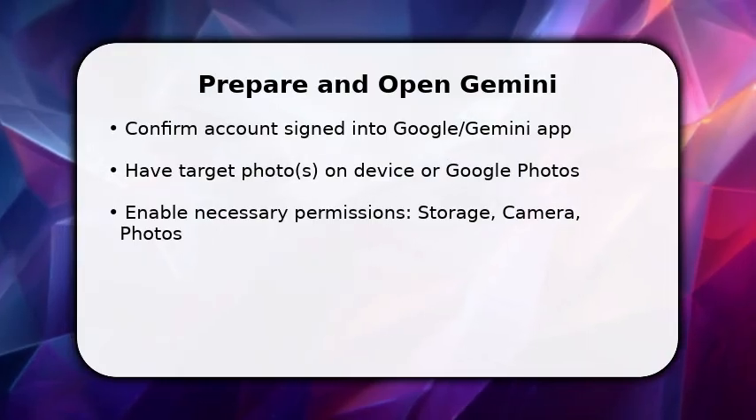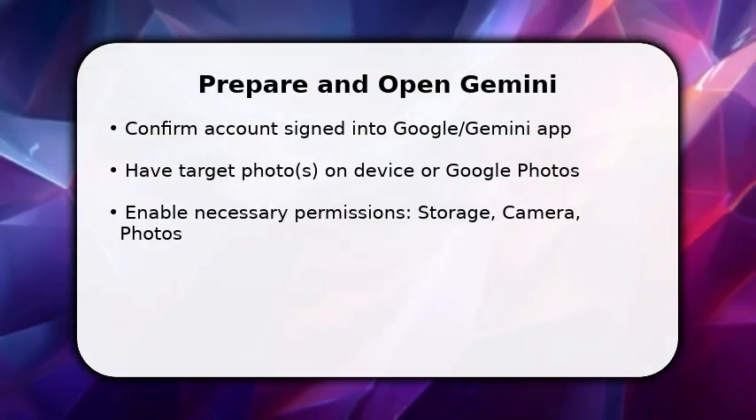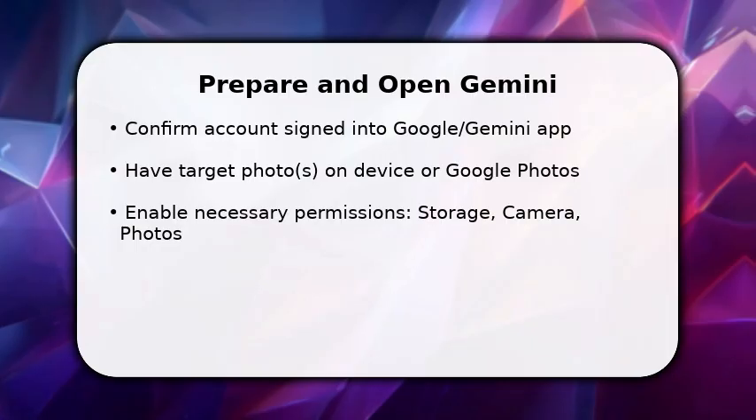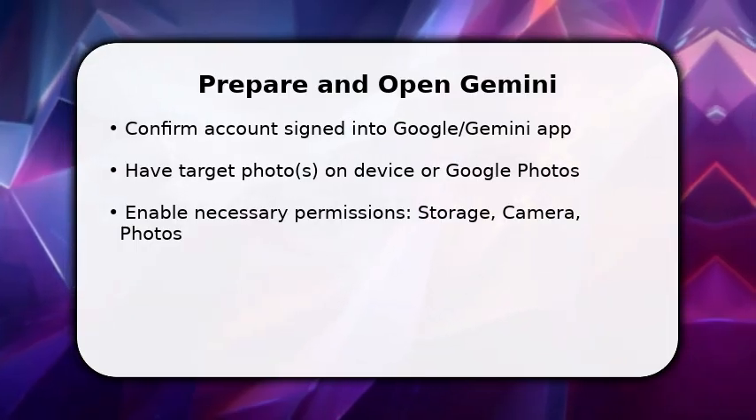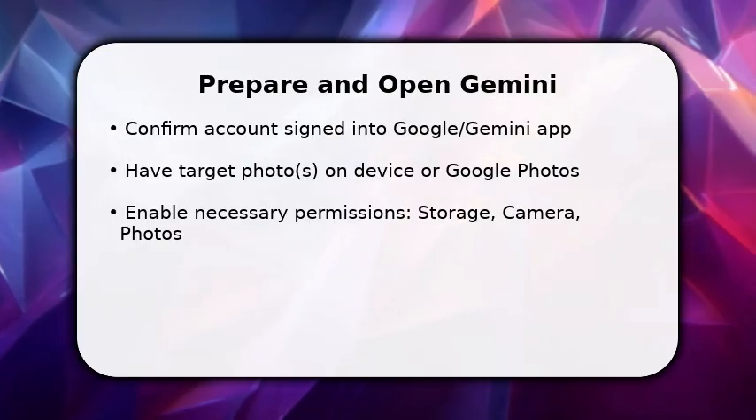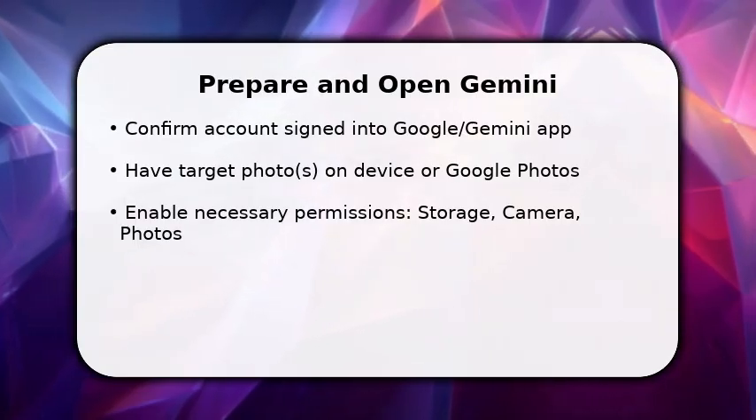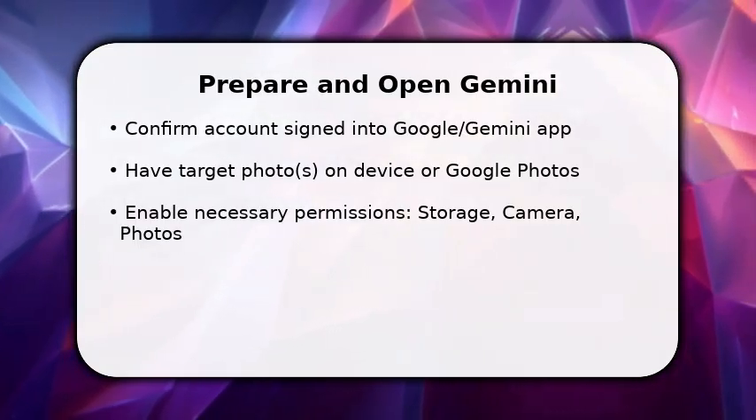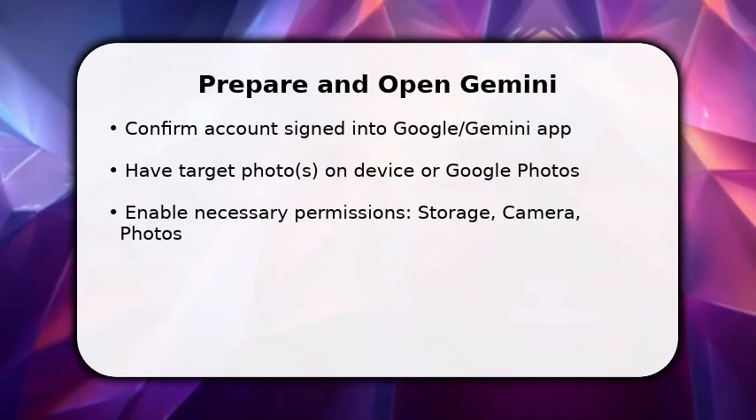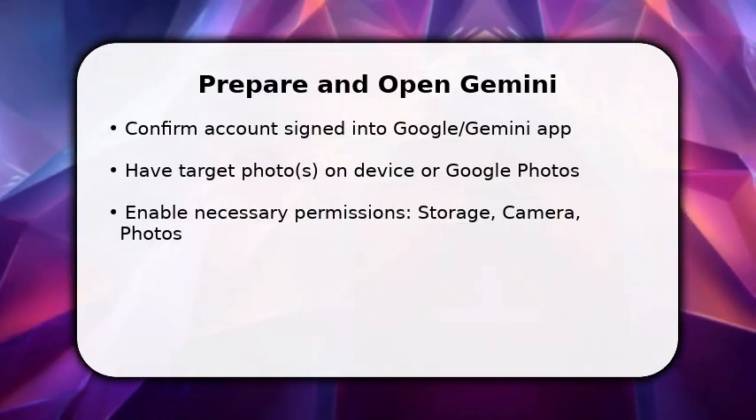You start by opening Gemini and signing into the Google account that holds the photo you want to change. Once done, make sure Gemini has storage and photos permissions so it can access or upload images. If the image lives in Google Photos, tap Import. If on your device, choose Upload and pick the file. You're initiating the edit flow now. Don't stall. This gets Gemini the right file and context before any edits begin.